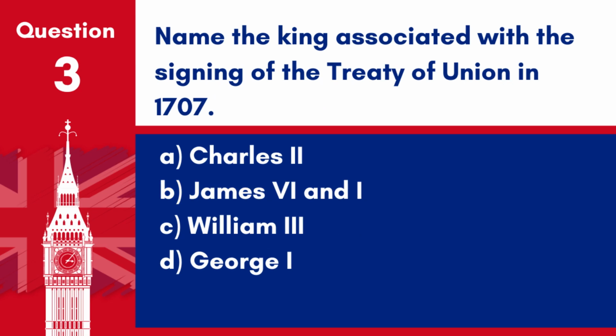Question 3. Name the king associated with the signing of the Treaty of Union in 1707. A. Charles II, B. James VI and I, C. William III, D. George I.